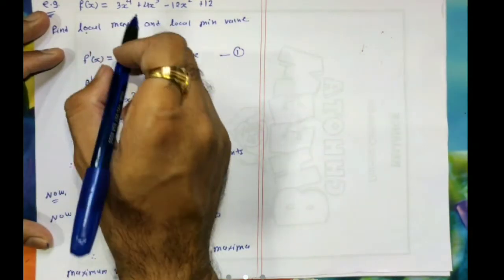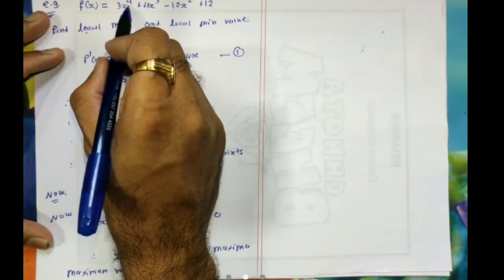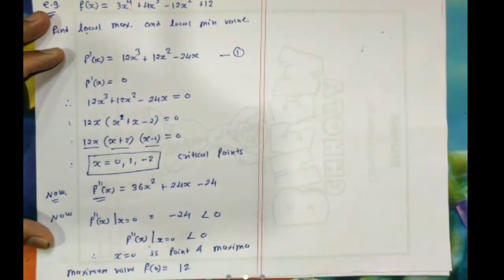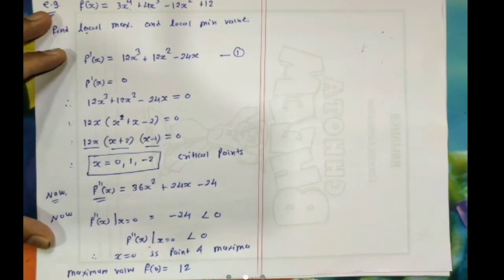So what is f of 0? 3 times 0 raised to 4 plus 4 times 0 raised to 3 minus 12 times 0 squared, plus 12. So 12 is the maximum value.